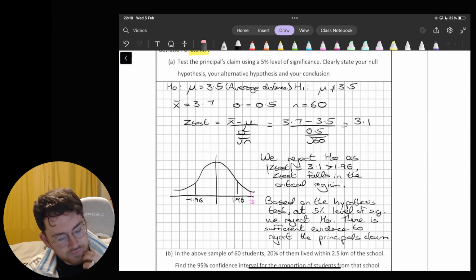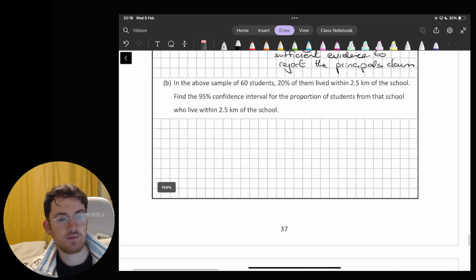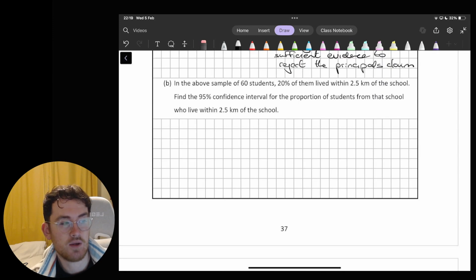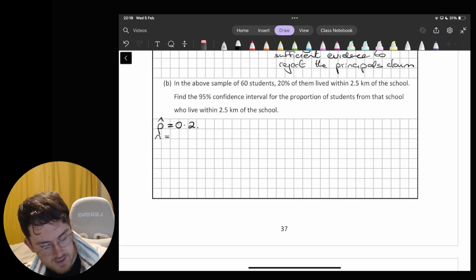Okay. So continuing onwards, in the above sample of 60 students, 20% of them lived within 2.5 kilometres of the school. Find the 95% confidence interval for the proportion of students from the school who live within 2.5 kilometres. So let's lay this out. We're looking for proportion now. Sample proportion is 0.2. Again, sample size is still 60.